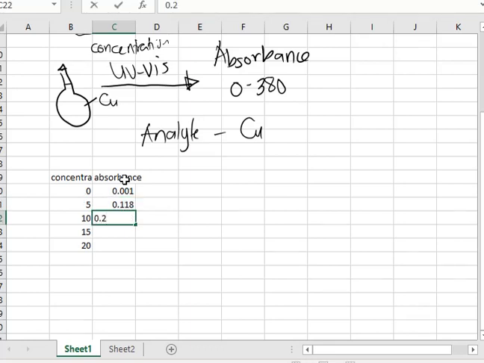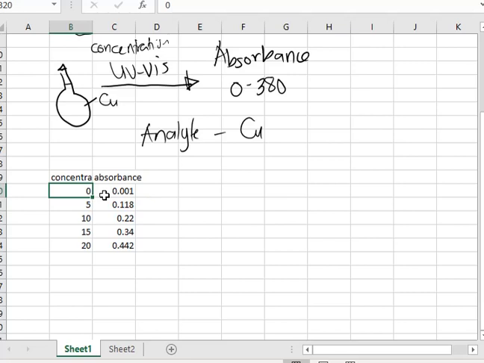0.220, 0.340, 0.442, something like that. So for example, this is the data that you get. You prepared these. The 0 means distilled water. This is just distilled water, so it's like a blank. When you prepared these other 4 samples, you used distilled water. Of course, that's your blank.